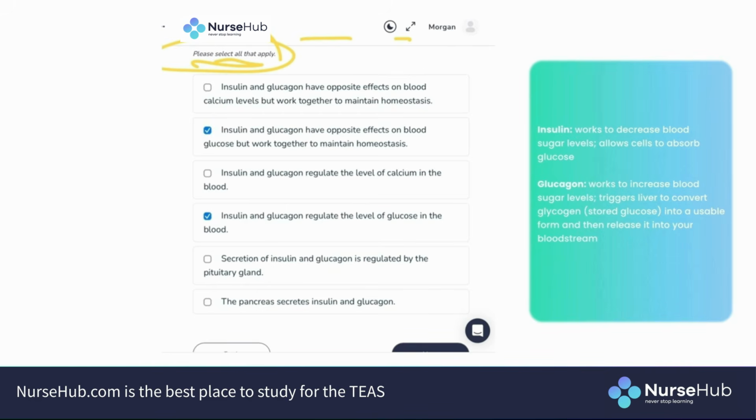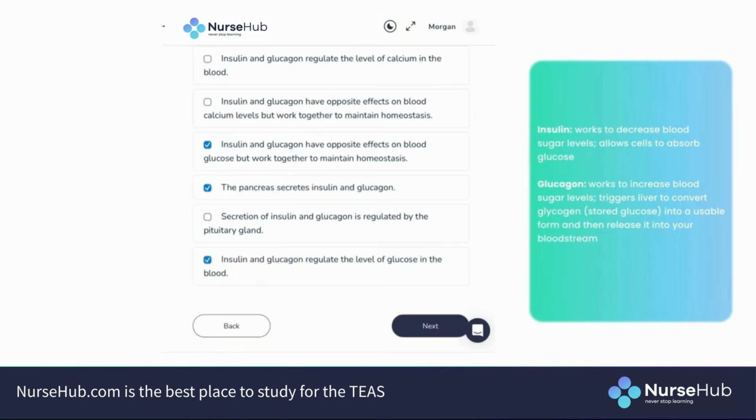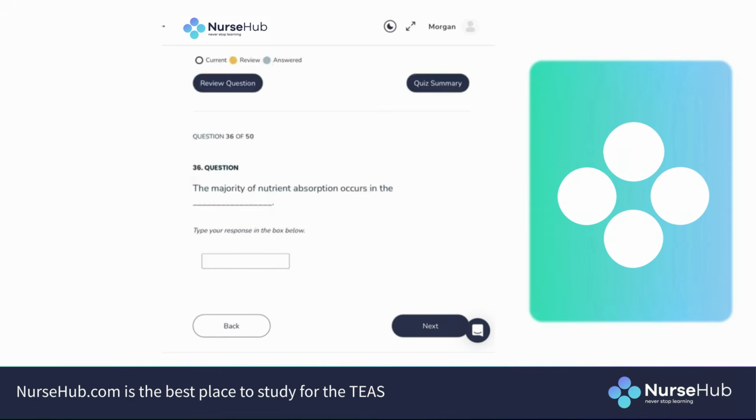Insulin decreases the level of the blood's glucose during a fed state, and glucagon increases levels of glucose during a fasting state. So the first answer is incorrect, but the second one is correct. Also, I know that insulin and glucagon are both secreted by the pancreas, not the pituitary gland. So I can eliminate the second to last answer and go ahead and select the last one. And I can click next.